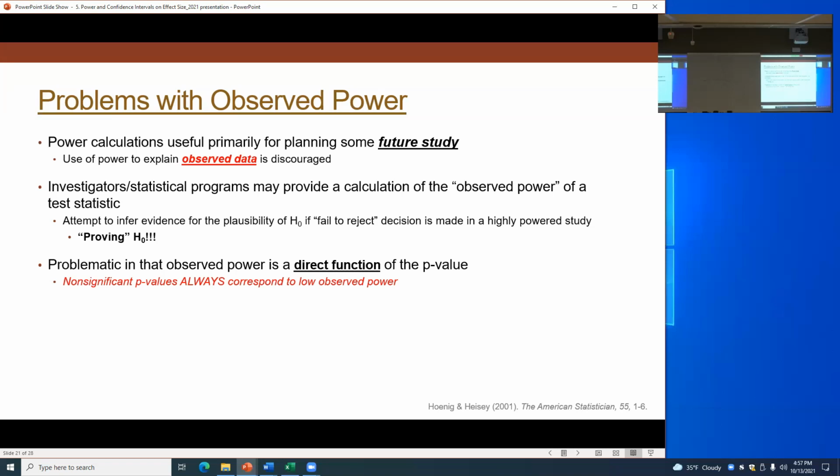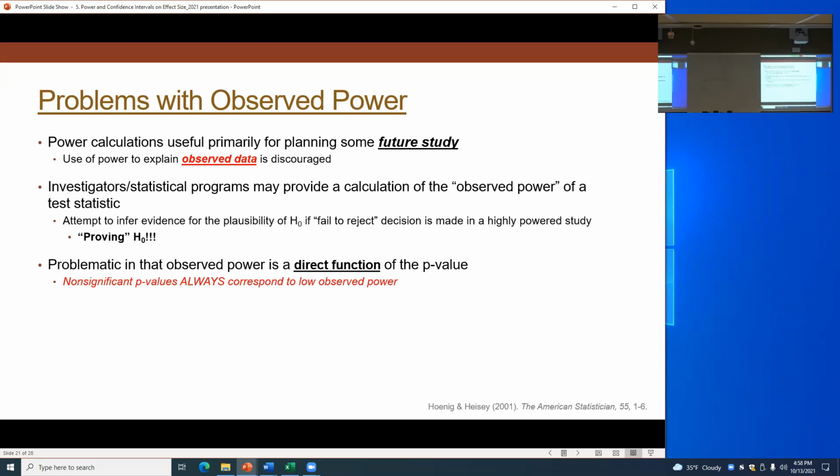So what people want to do is calculate their observed power, and if that comes back adequate and I still fail to reject the null, that means there really is no difference. I'm kind of proving the null, right? That even with an adequately powered study, I failed to reject. The problem is that can't ever happen. So that's never going to be the case.